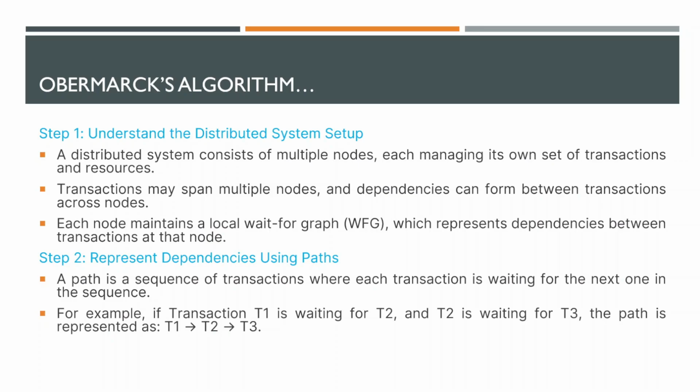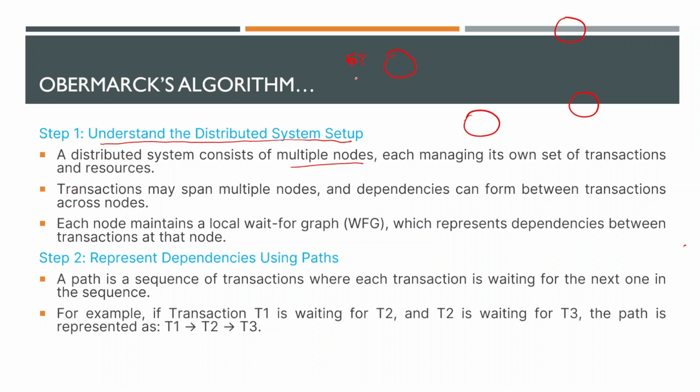Obermarck algorithm works in 8 stages. So let us start from step number 1. First of all, it is mandatory to understand the distributed system setup. A distributed system consists of multiple nodes. So these nodes might be geographically distributed. So I have shown 4 nodes over here.